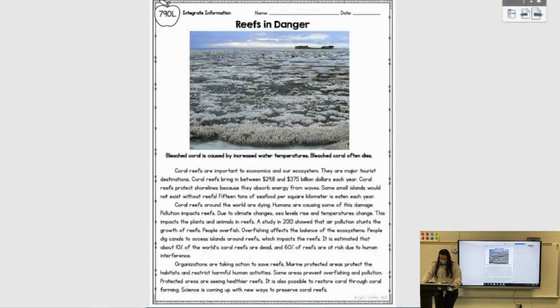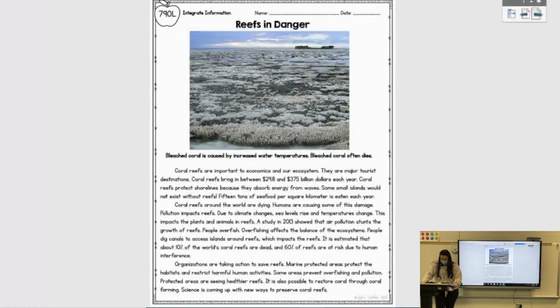Coral reefs around the world are dying. Humans are causing some of this damage. Pollution impacts reefs. Due to climate changes, sea levels rise and temperatures change. This impacts the plants and animals in reefs. A study in 2013 showed that air pollution stunts the growth of reefs. People overfish, and overfishing affects the balance of the ecosystems.